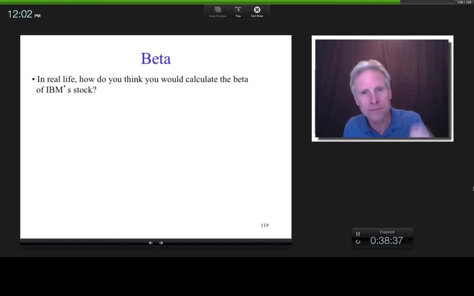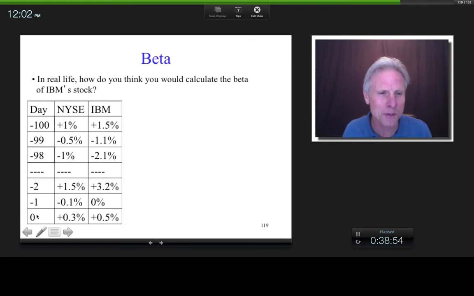Well, would we need market prices? You know, it's a proxy. Maybe we use the New York Stock Exchange Index or the S&P 500 or whatever. And would we also need IBM's stock prices? So in other words, maybe time zero is today, and maybe we go back 100 days, and maybe 100 days ago when the New York Stock Exchange Index went up by 1%, maybe IBM went up by 1.5%. Maybe the next day the market dropped by half, and IBM dropped by 1.1. And if I wanted to, I would have 100 or 101 points of data there.